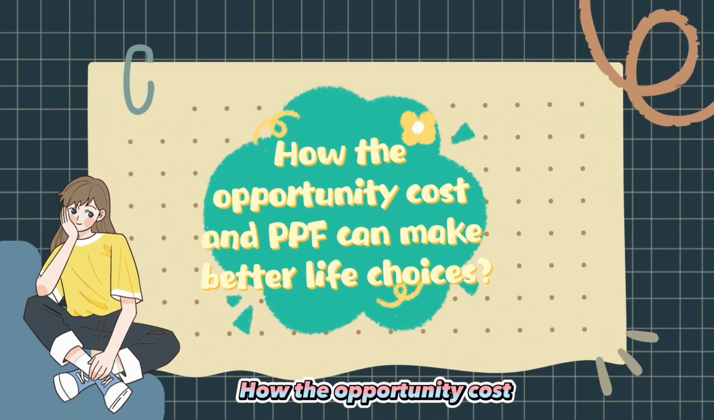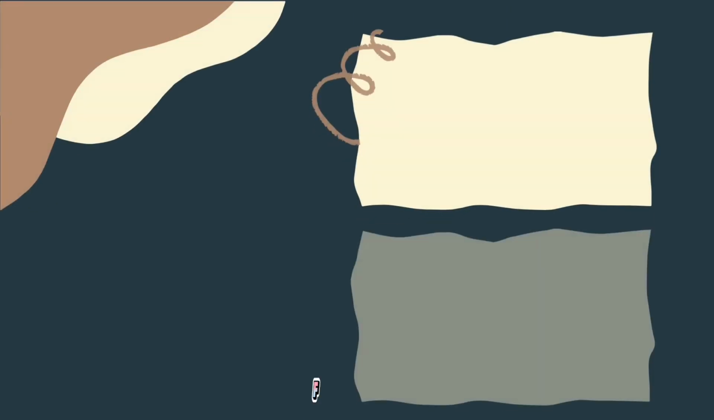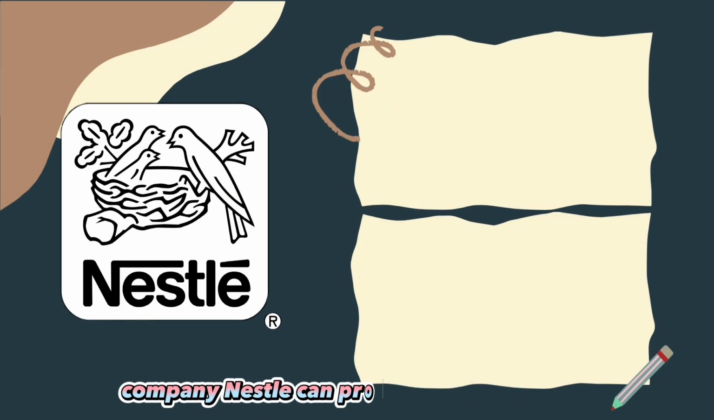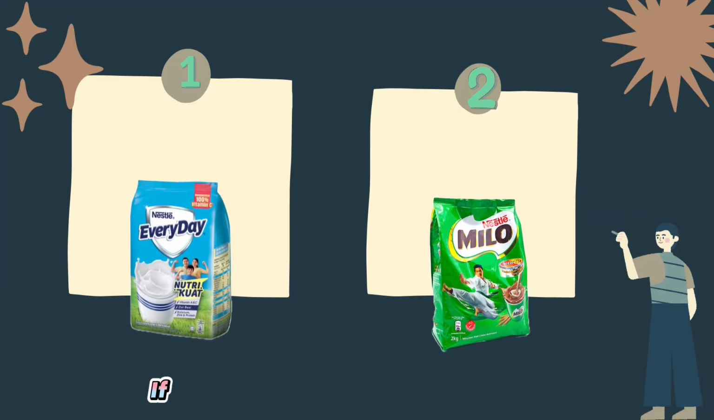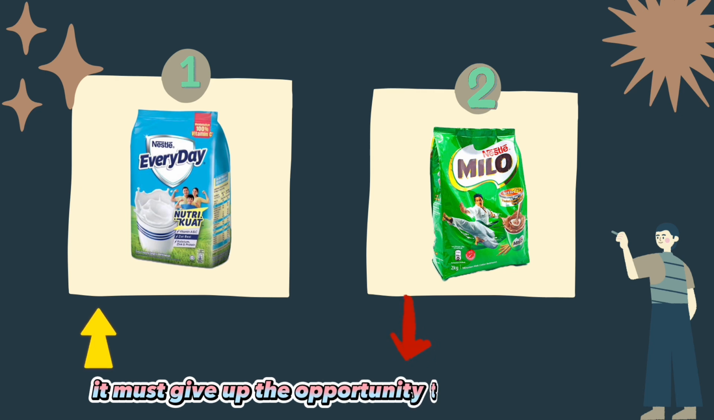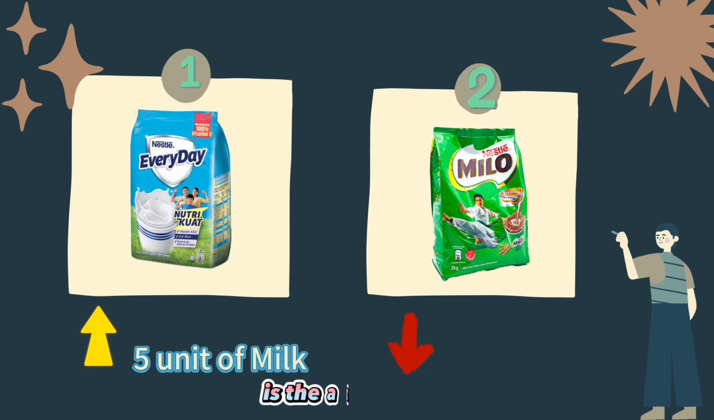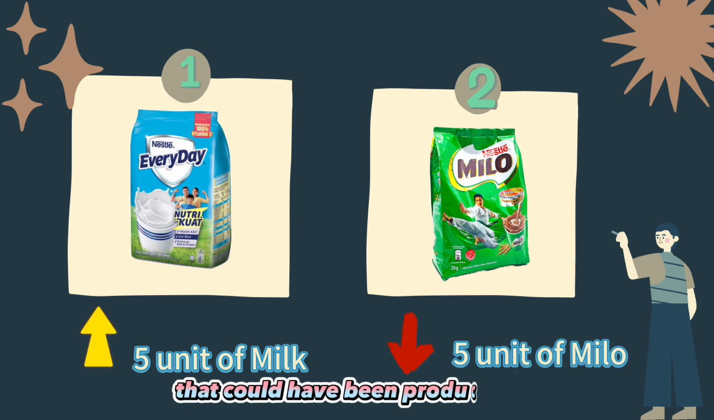How the opportunity cost and PPF can help make better life choices. For example, the company next door can produce either milk or Milo. If the company next door decides to produce more milk, it must give up the opportunity to produce more Milo. The opportunity cost of producing more milk is the amount of Milo that could have been produced instead.